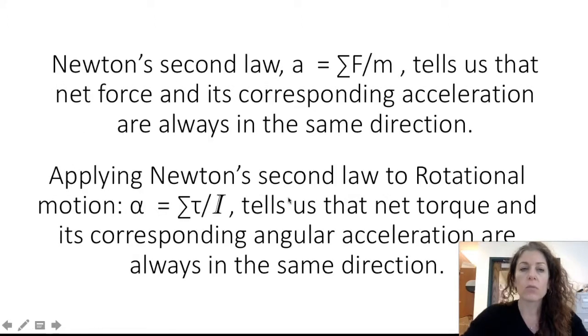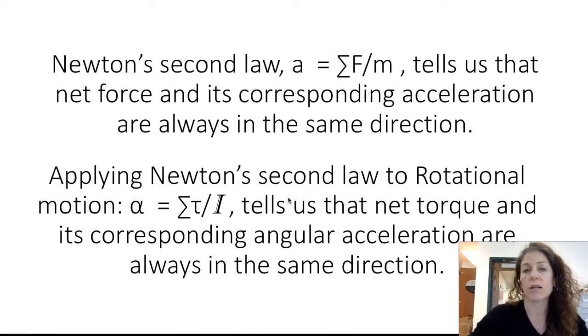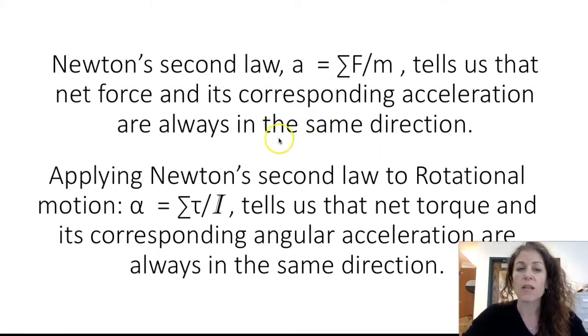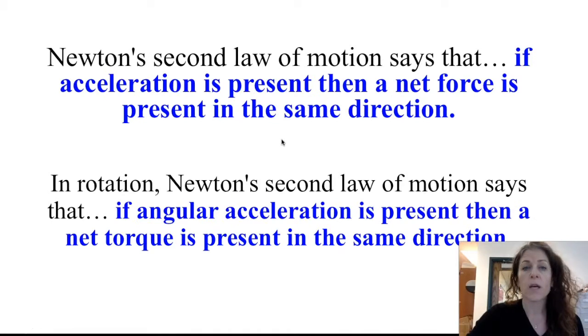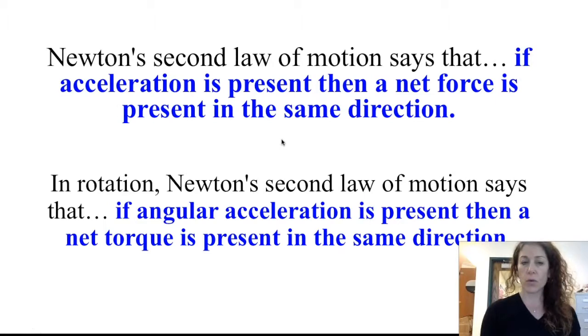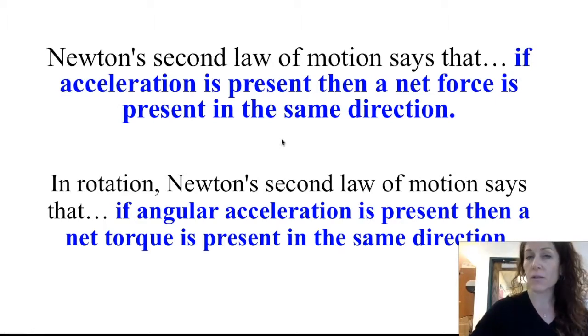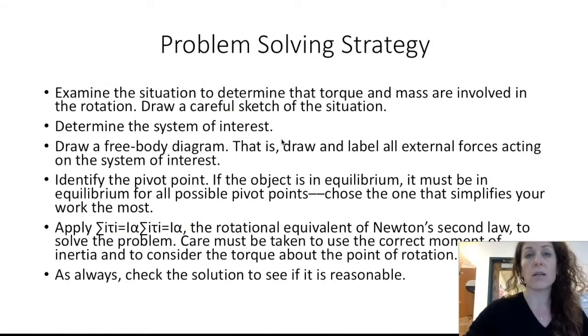So we've got Newton's second law, right? Acceleration is proportional to net force and inversely proportional to mass. And the rotational version of this is very, very similar. It says that angular acceleration is directly proportional to net torque and inversely proportional to rotational inertia. The angular acceleration and the net torque are always in the same direction. So you can only have angular acceleration if there's a net torque. That's all there is to it. If they're balanced, you're going to have equilibrium, which we've already examined.